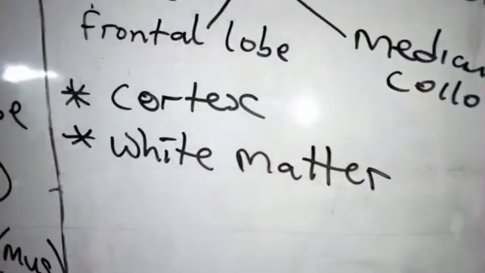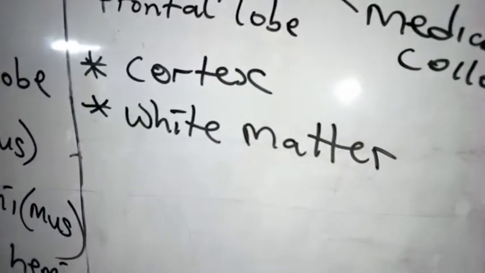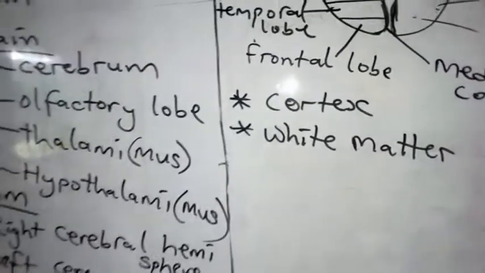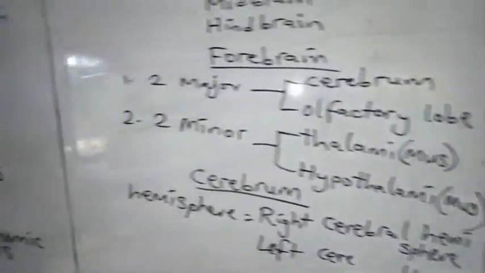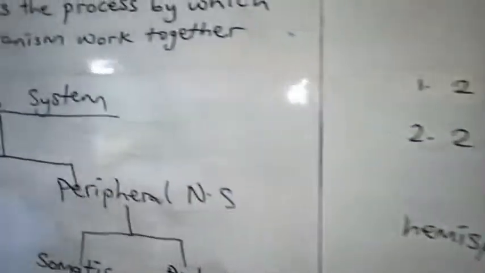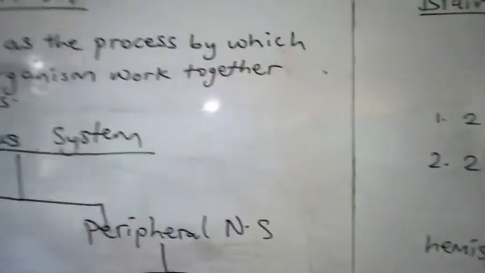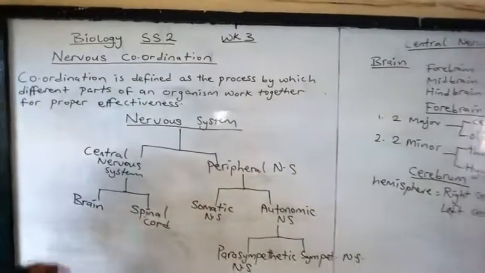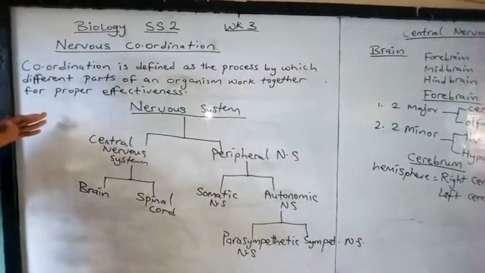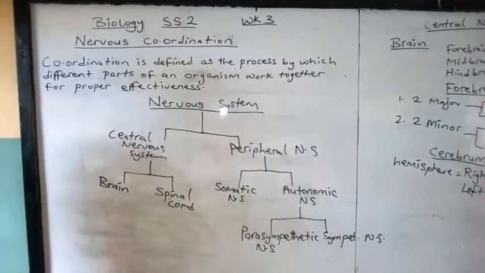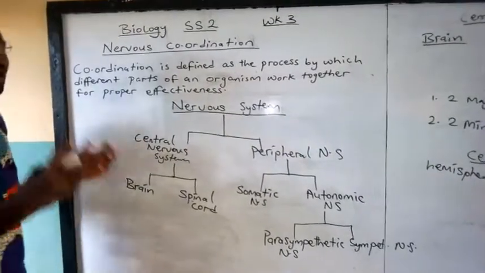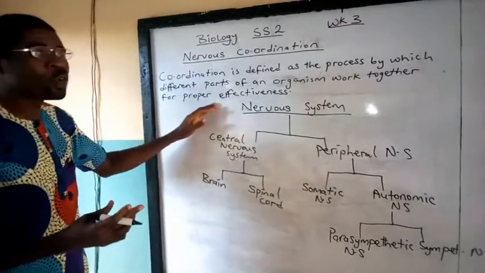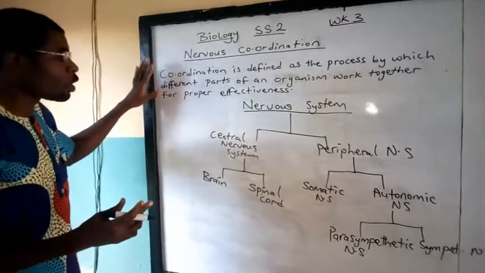Now I'm going to run through all we have done this afternoon. Let me take you back to where we started. I was telling you about coordination. That coordination has to do with the various parts of the body coming together for a single function. When all parts of the body come together for proper effectiveness, the eye coming together to meet with the nose, the ear, and the rest of the body parts to have a common goal. That is what we call coordination.